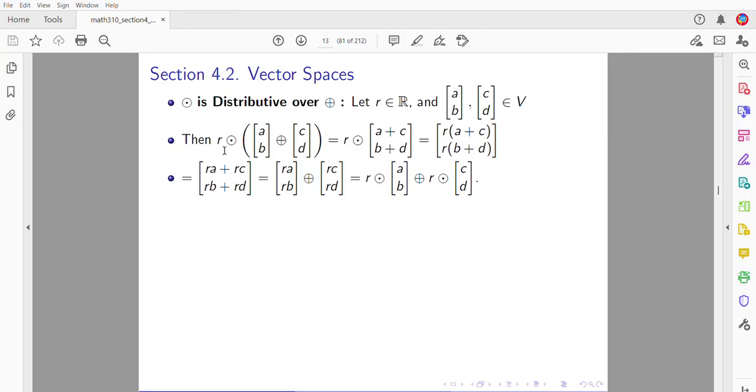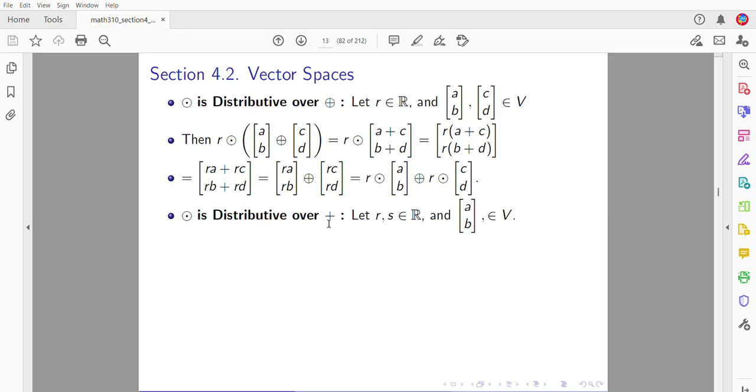Now, along these pluses, I can split my vector into the vector sum of 2 vectors, (RA, RB) and (RC, RD). R comes out via ⊙. Likewise here, R comes out via ⊙. In other words, ⊙ is distributive over ⊕. Now what about the other distribution? ⊙ distributive over addition, not the ⊕, but regular addition among real numbers.